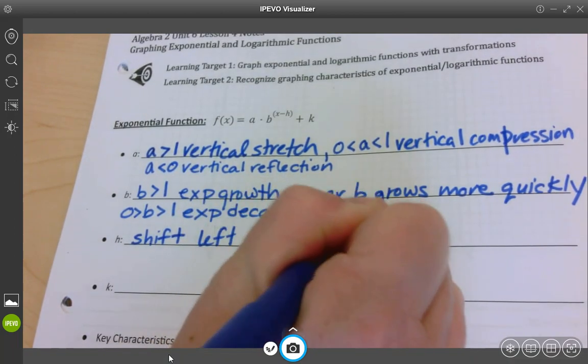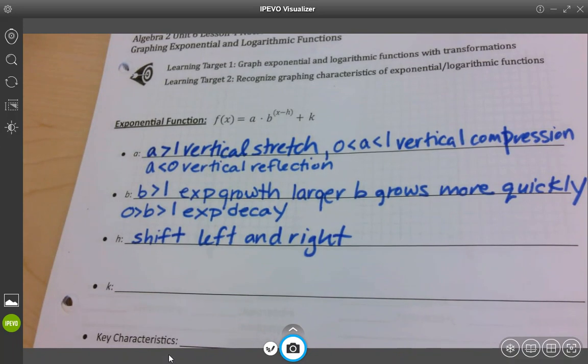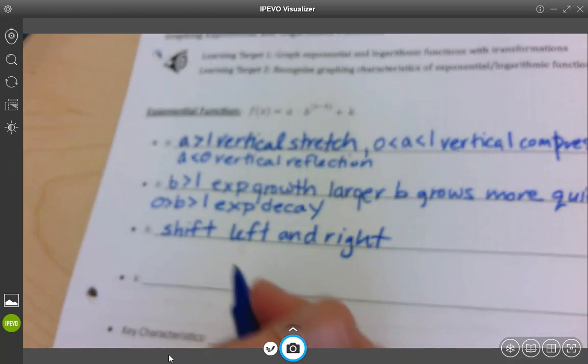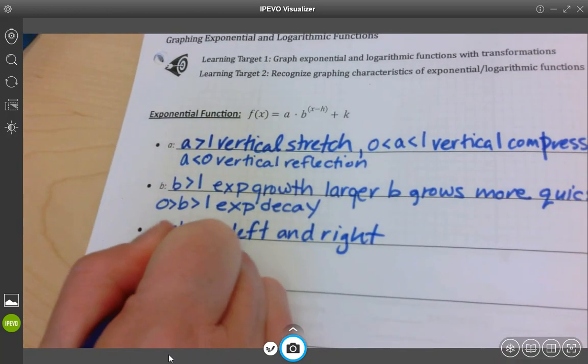And do you remember how we said it? The shift left and right is backwards of what you would think is going to happen. So if it has x minus 3, it actually moves to the right. And if it has x plus 3, it actually moves to the left. And then the k shifts up, or if it's negative, it would shift which way? Down.